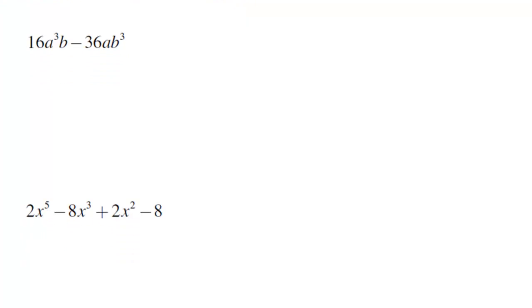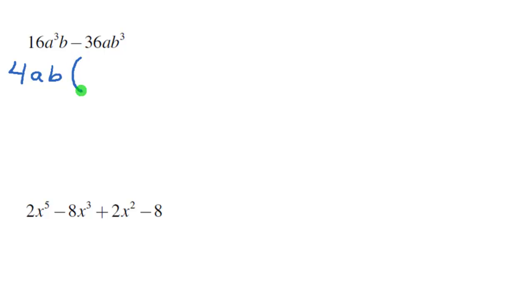Oh, it looks like we have 2 more. Okay, so let's look at this binomial, which has a bunch of letters. What's the greatest common factor? Well, if you said 4AB, you're correct. 4 goes into 16 and 36, and they'll both have an A and a B.